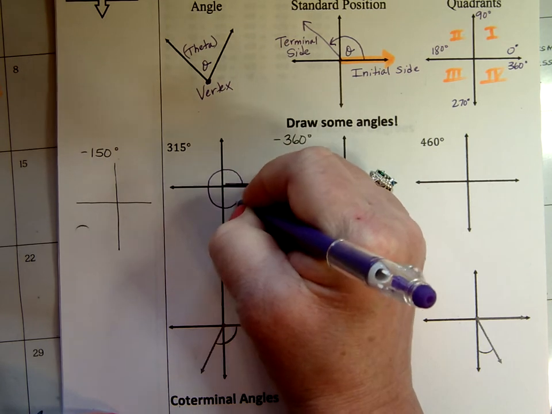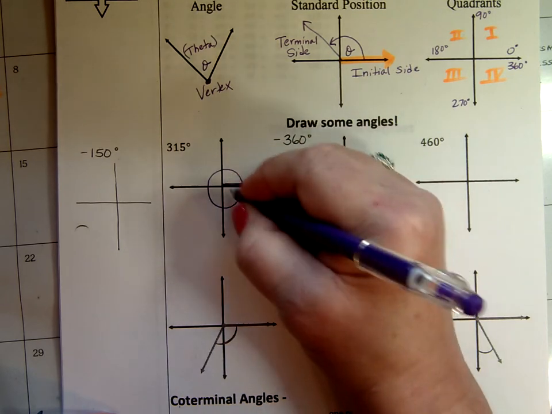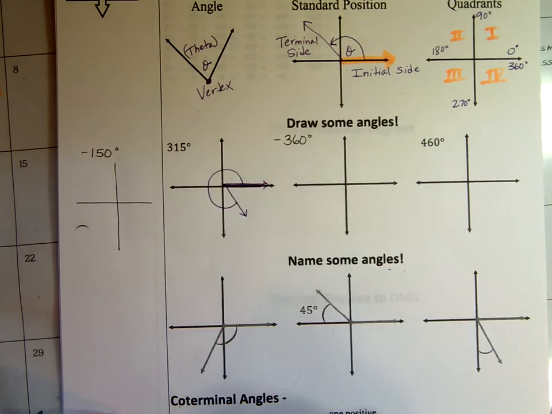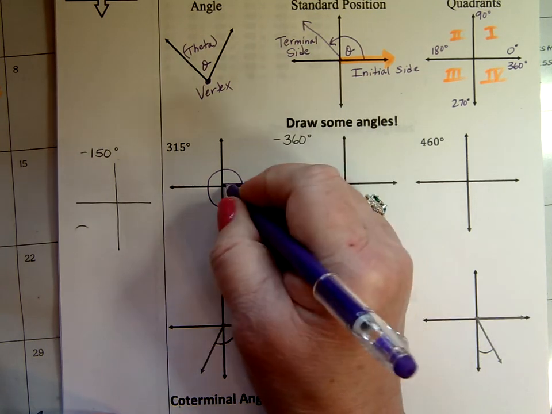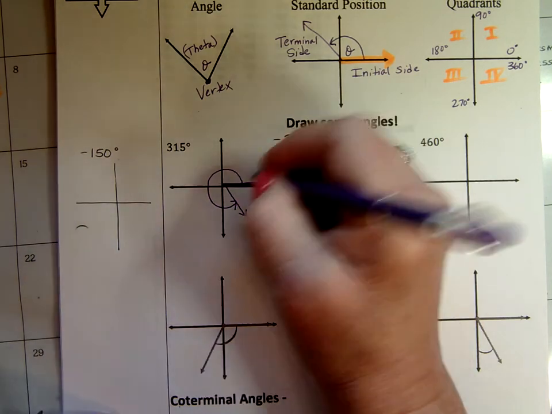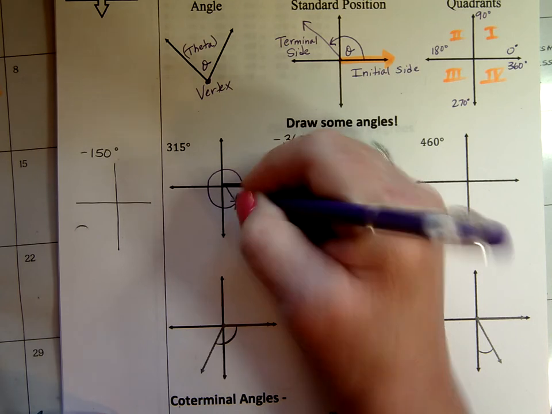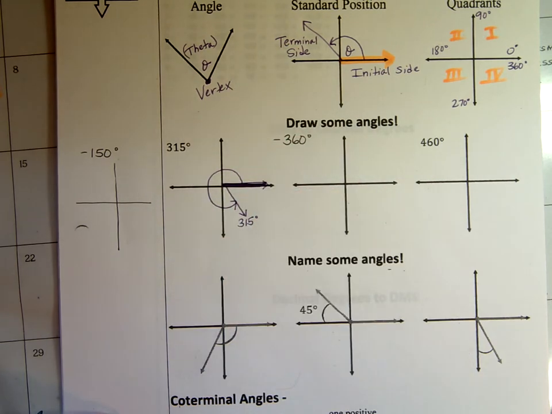Now these are estimations. These are not looking for exact specifics. But I need to see you ending in the right quadrant to be correct. This is what this angle would look like. It has to start in my standard position, positive x-axis. I have to go up to make the angle. And I'm going to stop in the fourth quadrant, and that's going to give me 315 degrees in a positive direction.